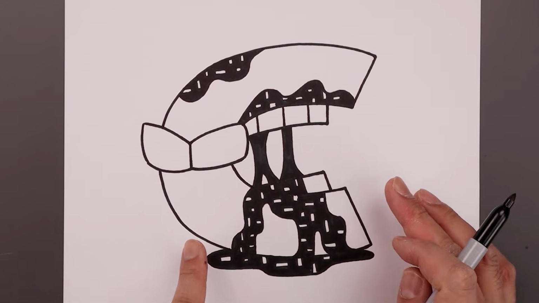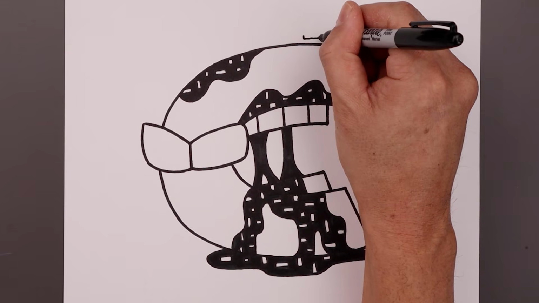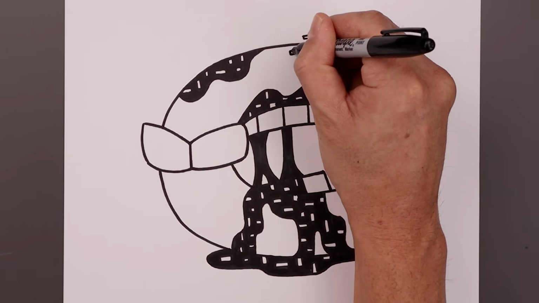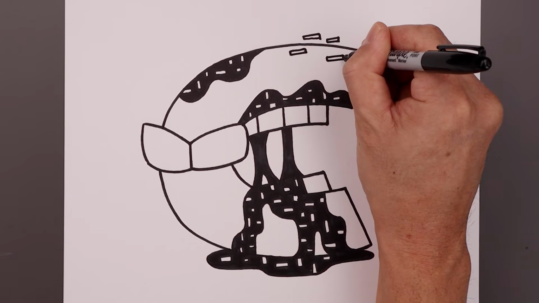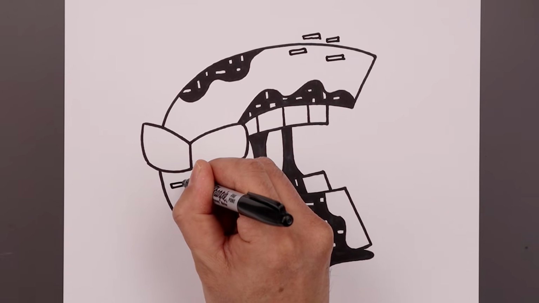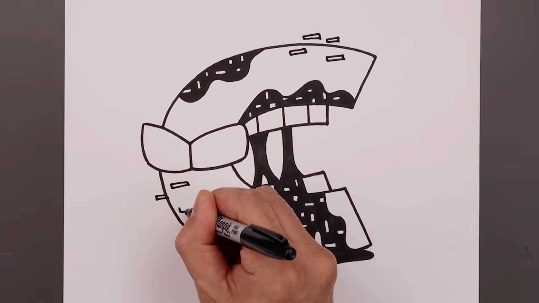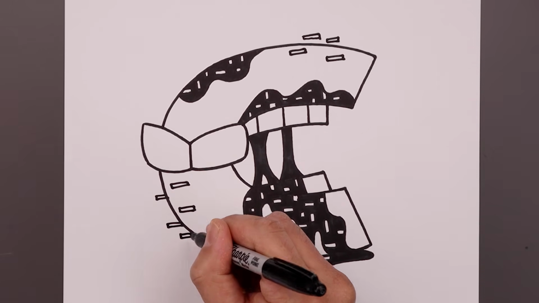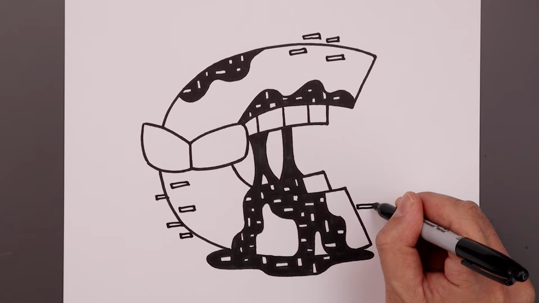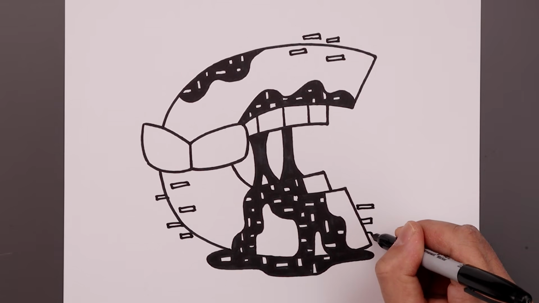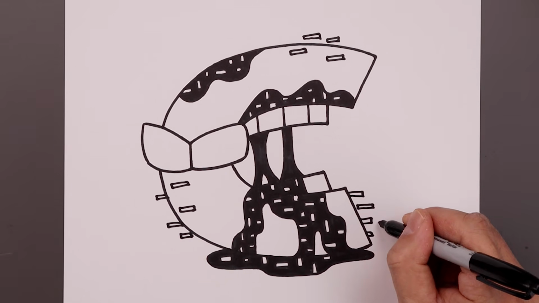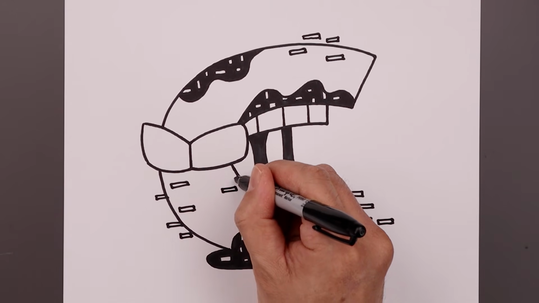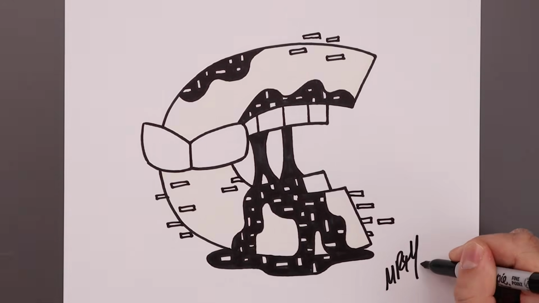Let's add a few glitch effects going around the outside. So with these horizontal rectangles, adding some on the inside. On the right. Now let's sign our art and add a splash of color, and that's pretty much it.